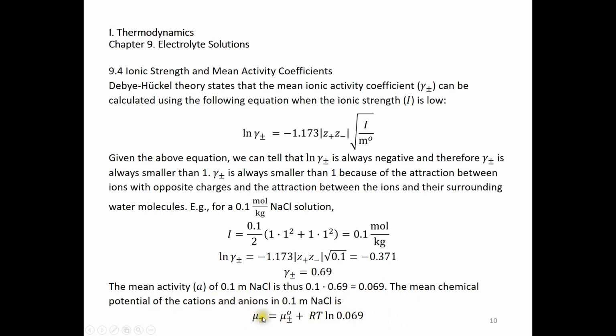The mean chemical potential of the cations and anions in such a solution can be expressed this way. Again, this mu is different from mu naught, and over here we have the difference RT times the natural logarithm of the mean activity of these ions.